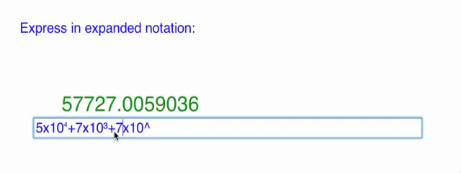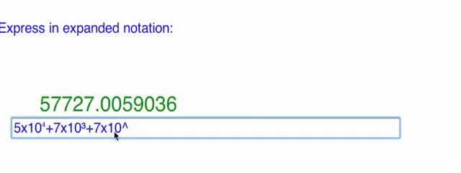Yes, I understand. 7 times 10 to the power of 2, because it's followed by 2 places. This 7 is followed by 2 places. So 7 times 10 to the power of 2 plus 2 times 10 to the power of 1 plus 7 times 10 to the power of nothing, 0. Okay, plus 5 times 10 to the power of, now if this is times 10 to the power of 0, this is times 10 to the negative 1, negative 2, negative 3.